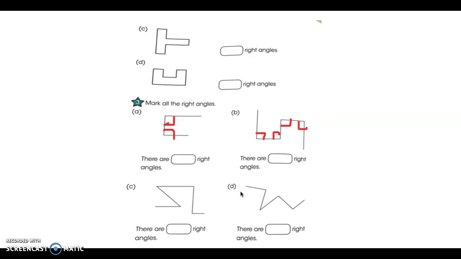Mark all the right angles. Now for this one, uncompleted rectangle or maybe something. So this is right angle, this is right angle. How many? There are 2 right angles, isn't it? Now for this one, 1, 2, 3, 4. There are 4 right angles.